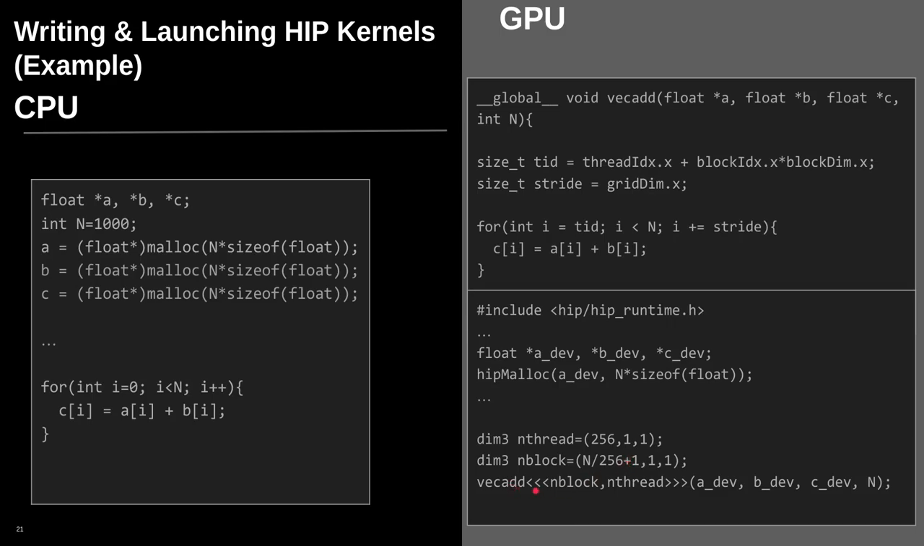Then you can launch using that chevron syntax. So here we have vecAdd and block and thread, and then we pass adev, bdev, cdev, and then the size of that array. So this will effectively execute the same thing we have on the CPU side, and of course, after running this vecAdd kernel, we would copy the values stored in cdev back to C using hipMemcpy.